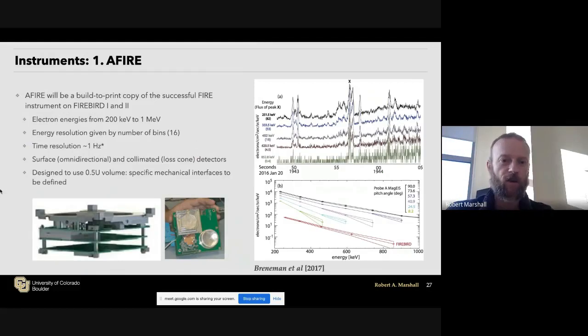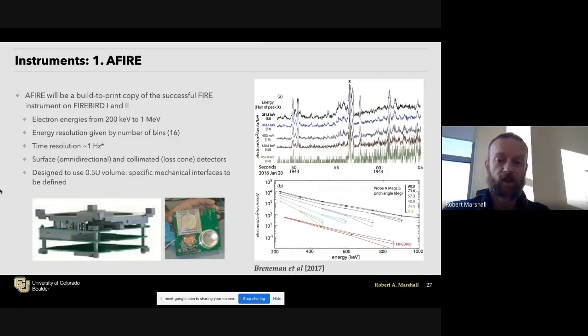So a quick overview of AFIRE. Again, this is built to print from Firebird. It covers electron energies from 200 keV to 1 MeV, so avoiding anything that could be considered auroral electrons. We can get a pretty good energy resolution with this instrument. We can software define the number of energy bins to get a distribution.